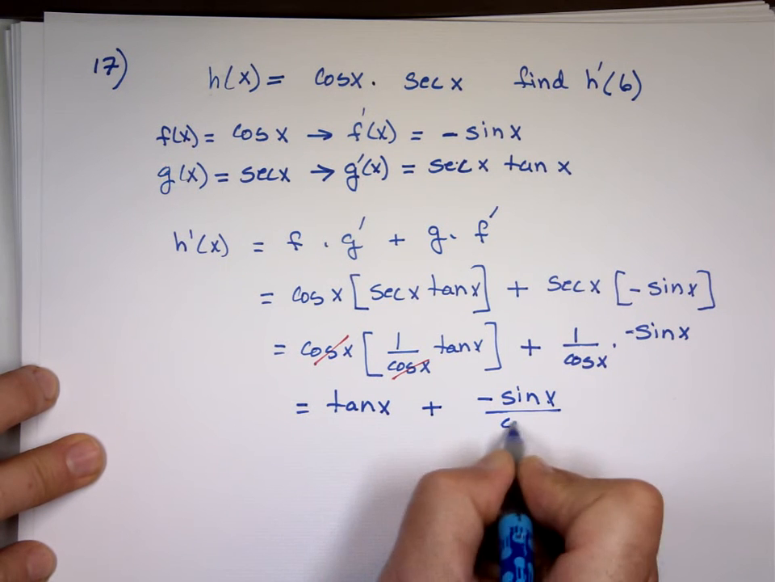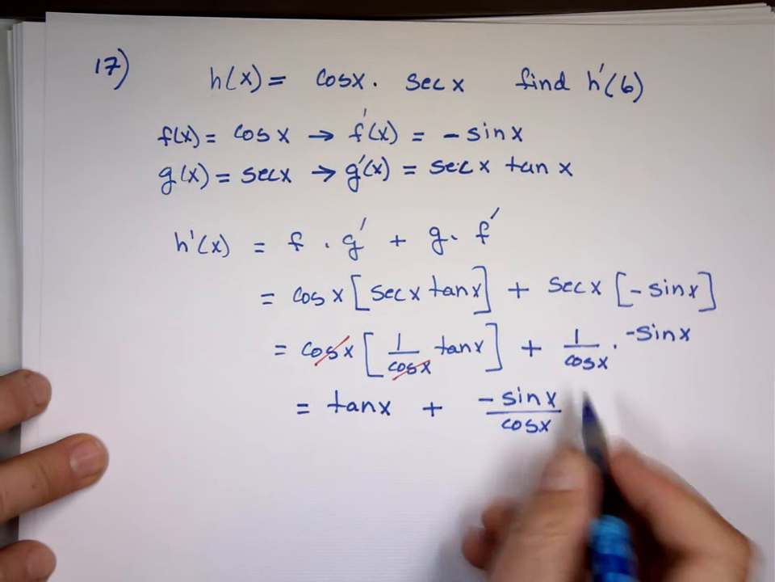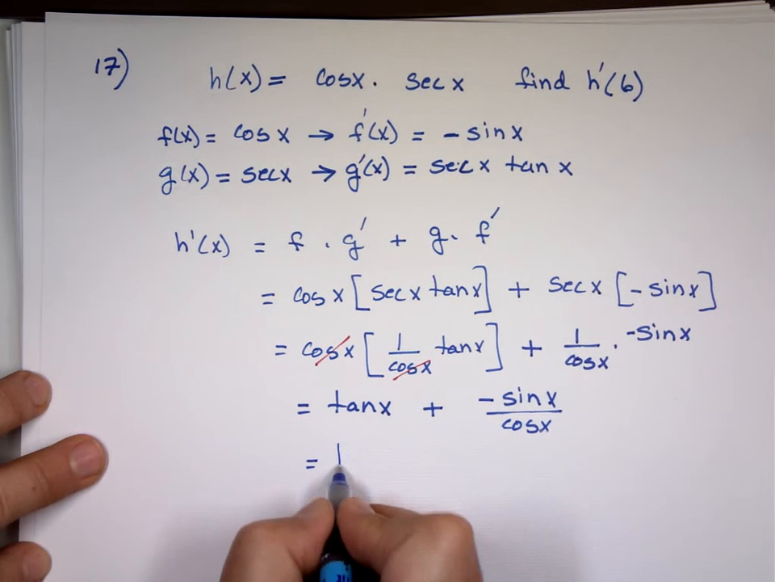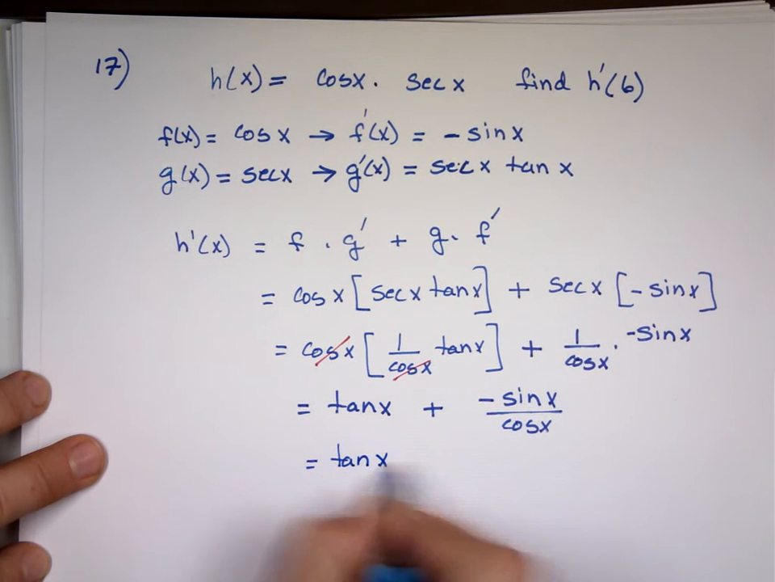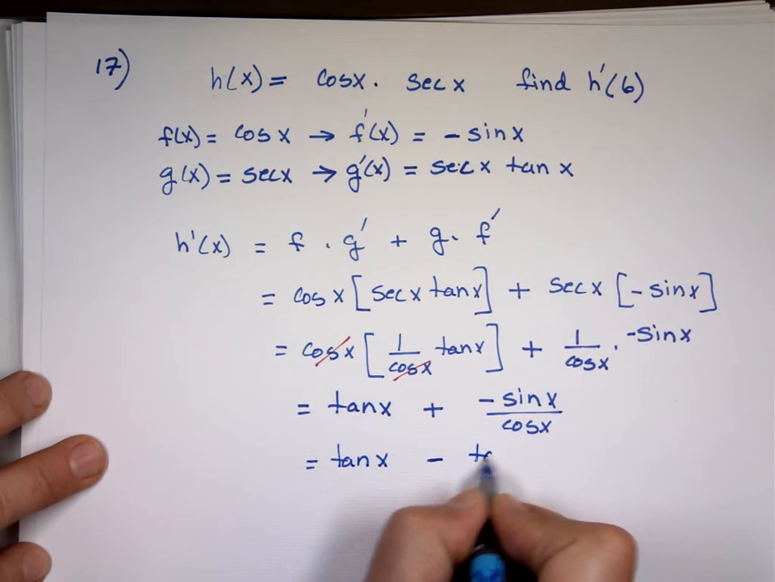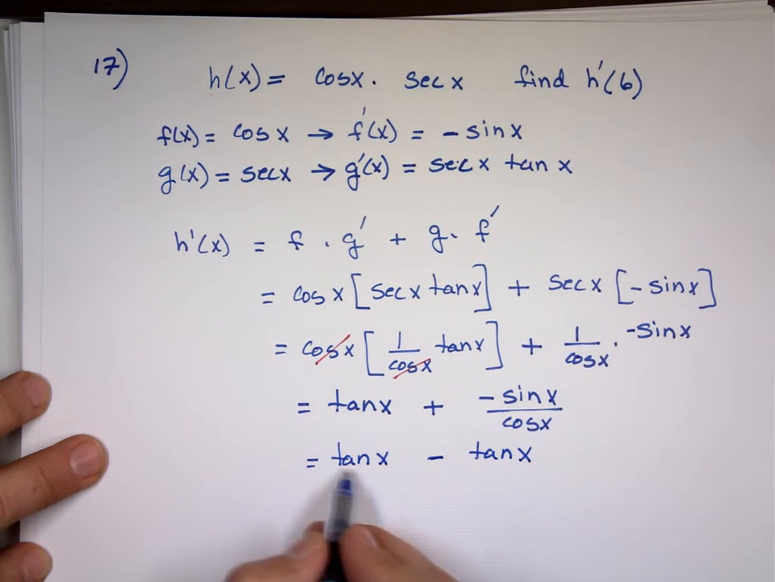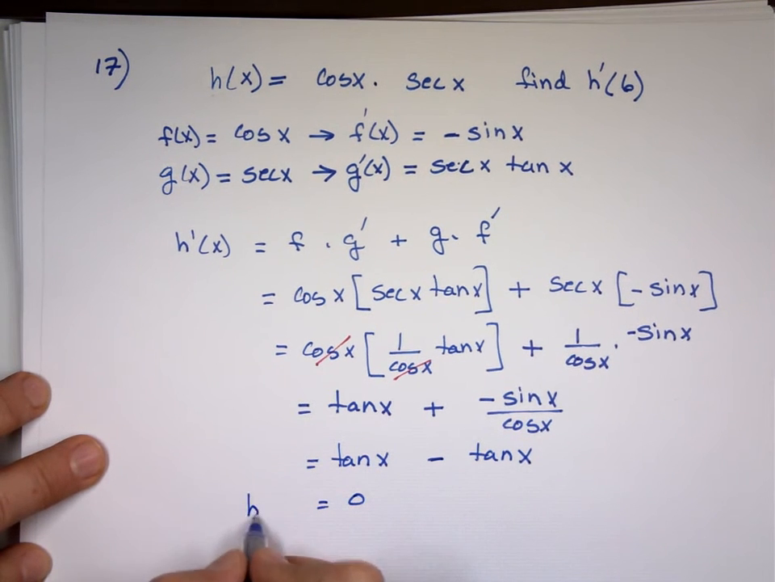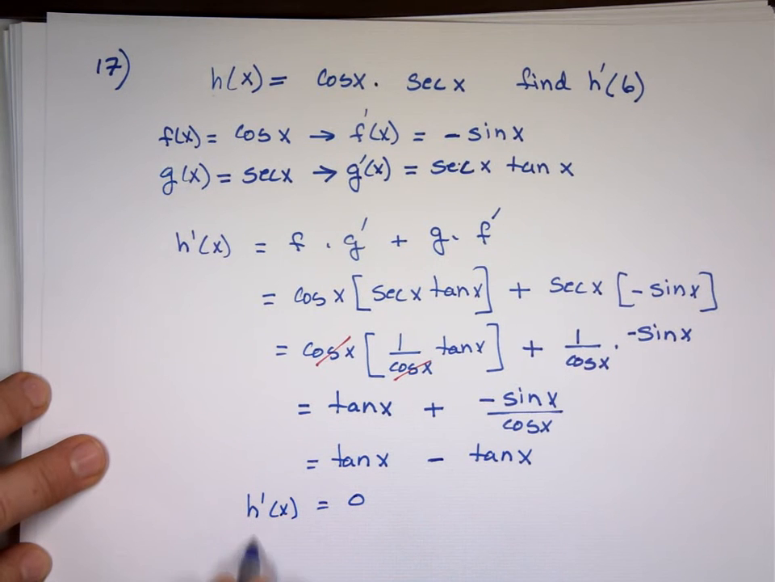Wait a minute, what is sine over cosine? Negative tangent. What's tangent X minus tangent X? So what's the derivative at 6? Still 0.